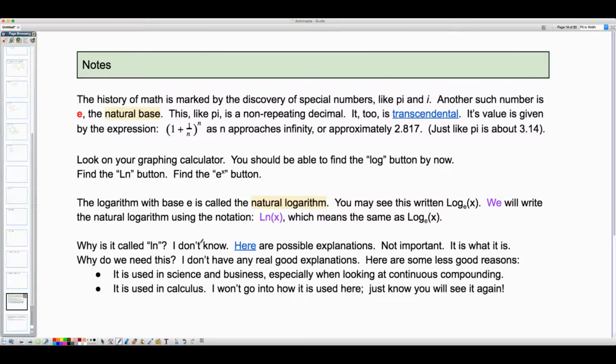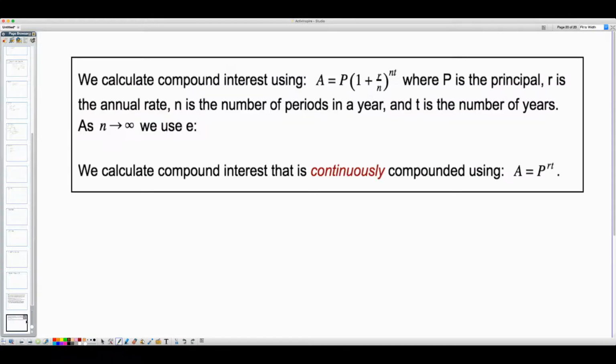It's used in science and in business, especially when doing continuous compounding. It's also used in calculus. Now, I'm not going to go into how it's used in calculus, but in Algebra 2, you get a preview of the natural log. And in calculus, you get to see why we use the natural log, and you get a lot of experience using it.